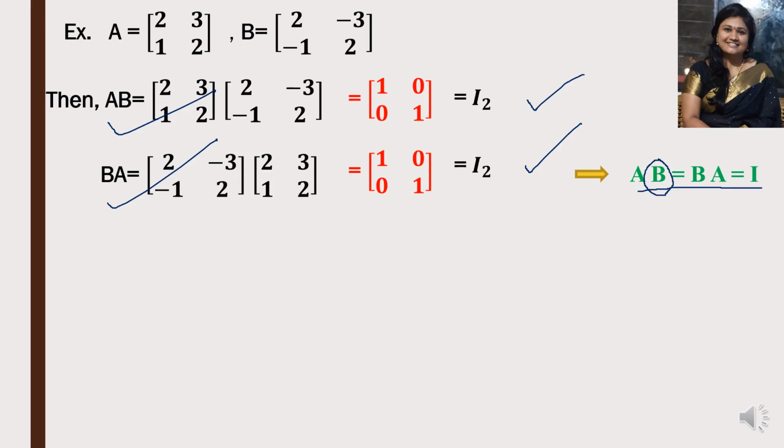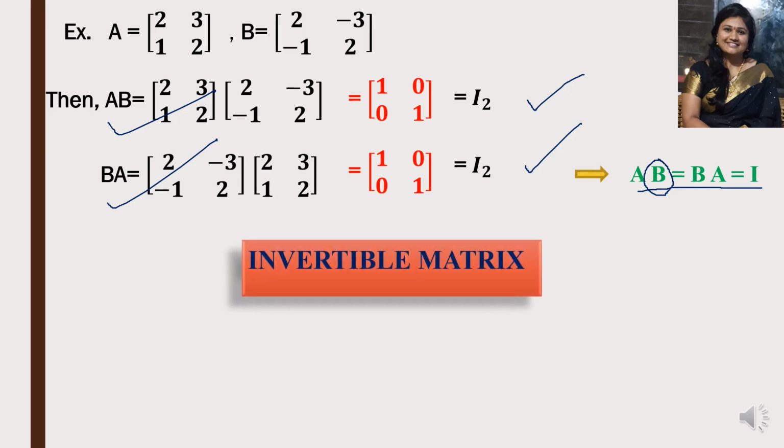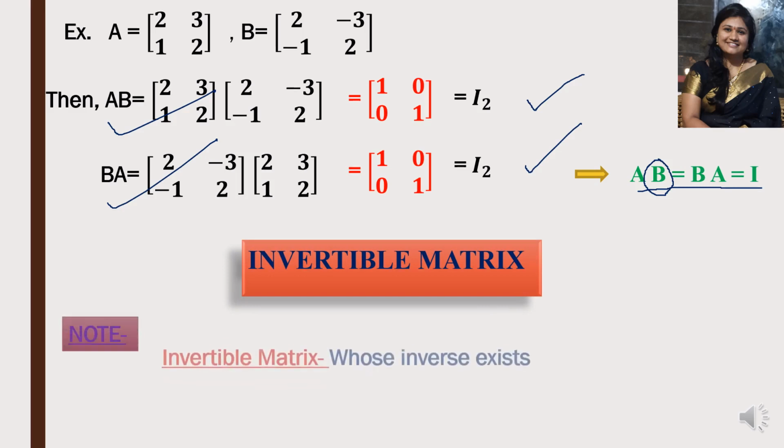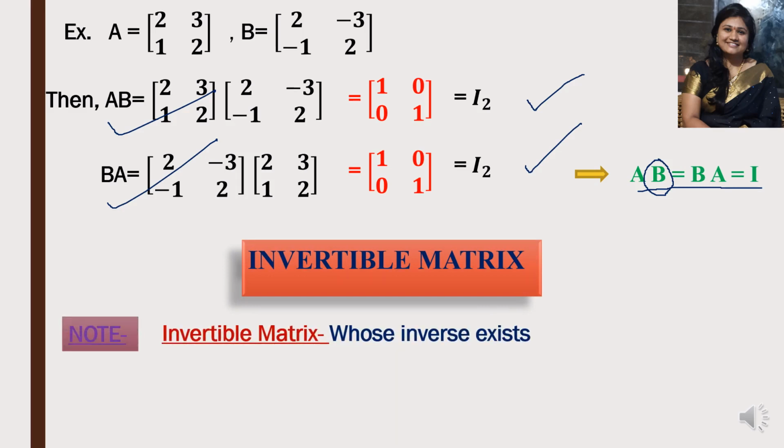So this is your definition and one example for the inverse of a matrix. Now second is the invertible matrix. So what is the invertible matrix? So we know that an invertible matrix means a matrix whose inverse exists, right?